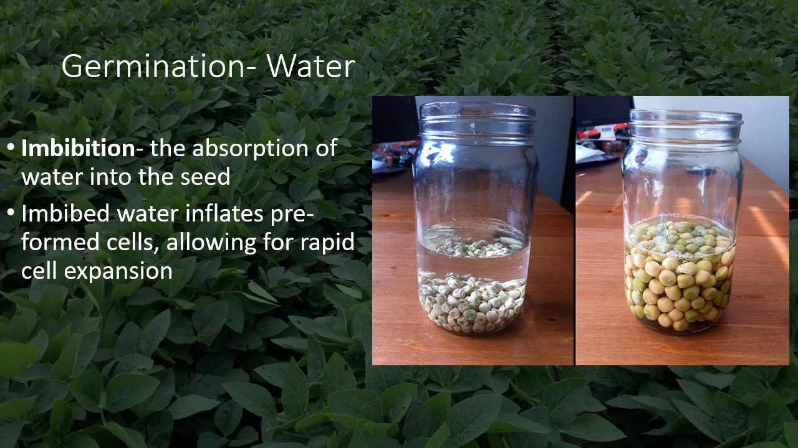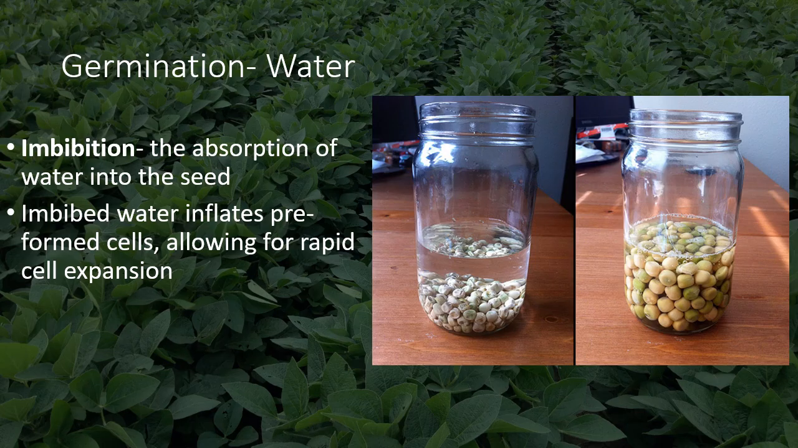By having these really tight, compact little cells which are stuffed full of food, seeds are able to imbibe water and then inflate those preformed cells, which allows them to very rapidly expand and begin growth. Looking at these images, we have some dry peas that have soaked in water for 24 hours, and you can see that in 24 hours, the size of the seed doubles. Imbibition is our first step, and we need to have water.